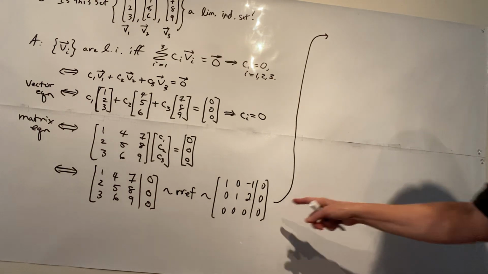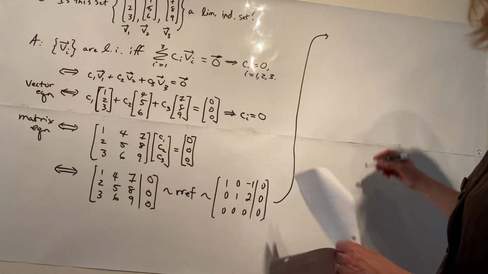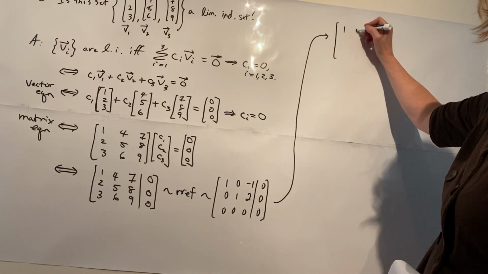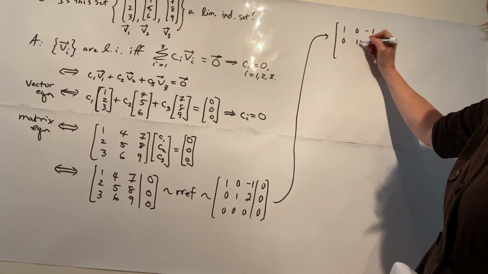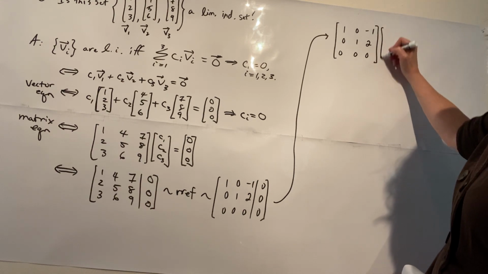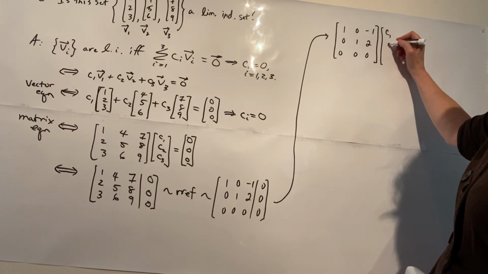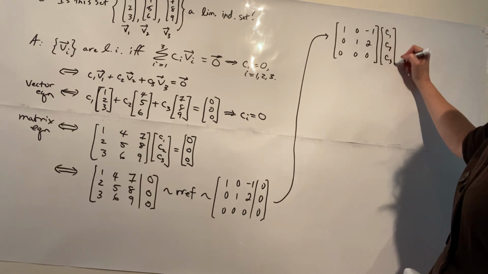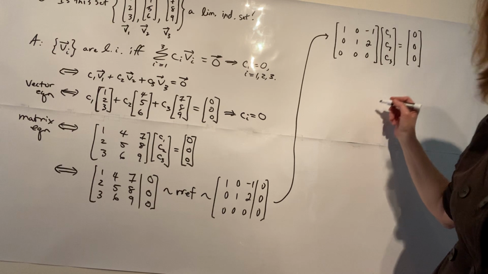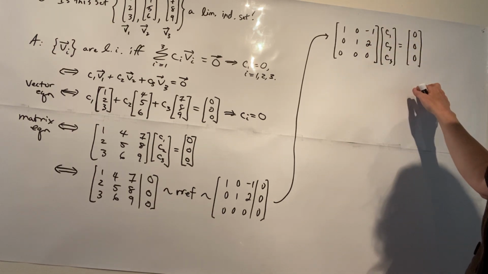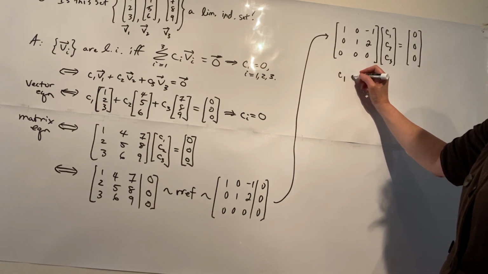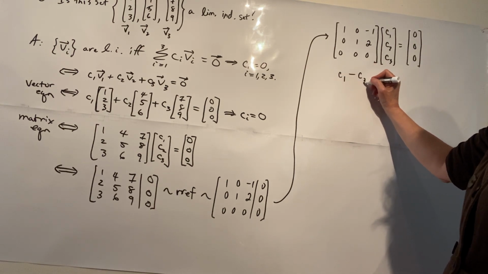All right. So that is equivalent to saying that the augmented matrix is the same thing as the matrix equation: [1, 0, -1; 0, 1, 2; 0, 0, 0] multiplied by [C1, C2, C3] is equal to [0, 0, 0]. So you just write out the matrix equation and then multiply that out. What do you get? You get C1 minus C3 has to be equal to 0.